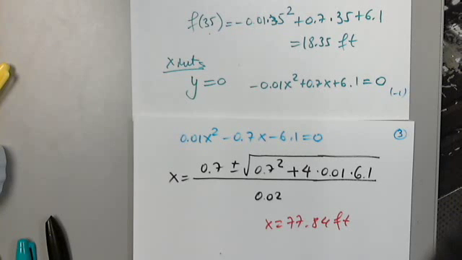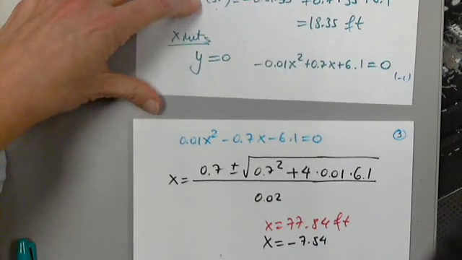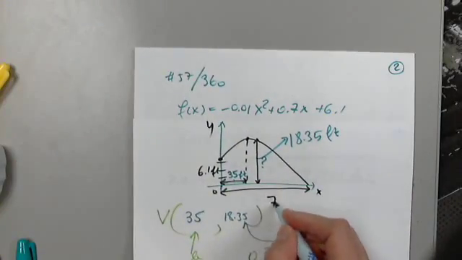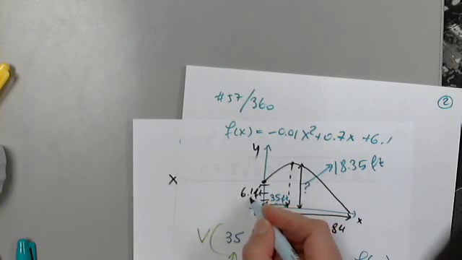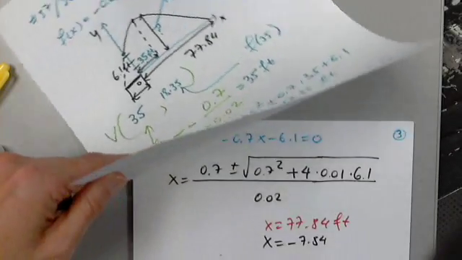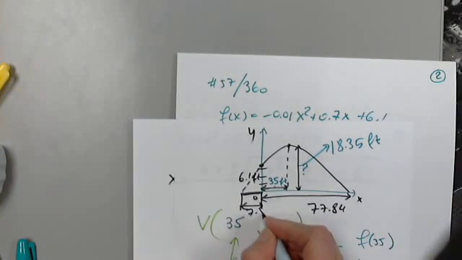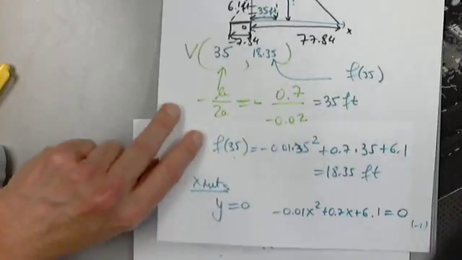So it's behind the 7.83 or 7.84. Negative 7.84. Therefore, this distance is 7.84, and this one right here, this distance is negative 7.84. But we don't care about that.